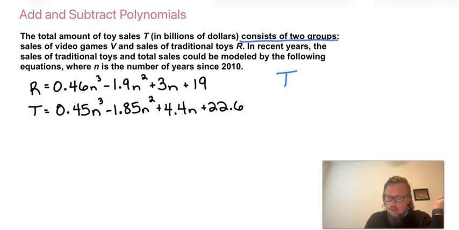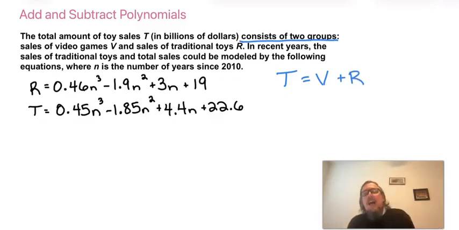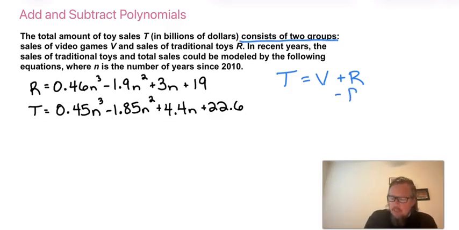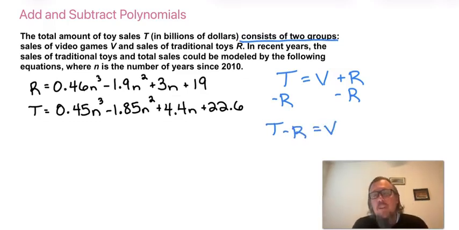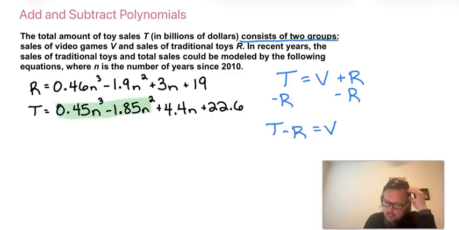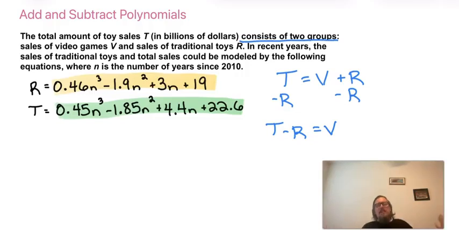Okay, so what we know is that the total amount of sales, according to the problem, consists of two groups. It's video games and traditional toys, and it says video games is V and traditional toys is R. I want to know what V is. That's my goal. What are video game sales going to be? And that's a pretty simple equation to solve for. Video games is the total minus traditional toys. So for us to figure this out, I take the total, T, and subtract R. And I'm given these two equations, the total sales, which is this equation, and the traditional toys, which is that equation, and I just want to do total minus traditional.